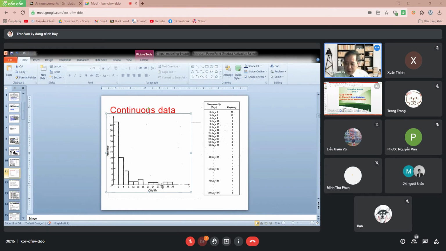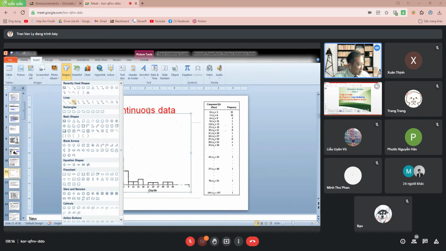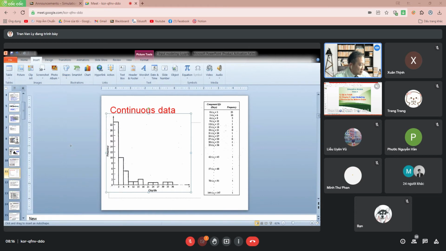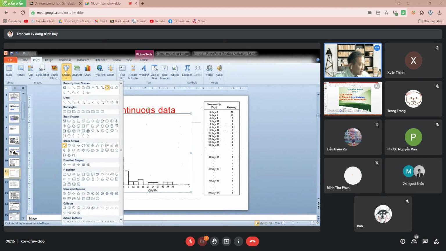Can anyone tell us, in the current graph, what should be the distribution? Hello? Anyone?